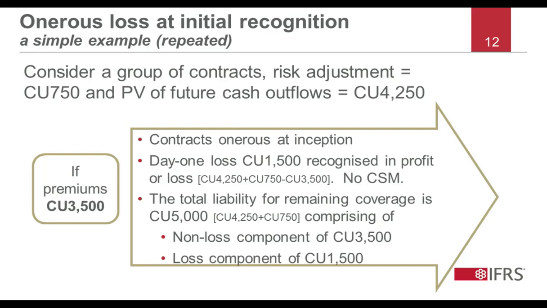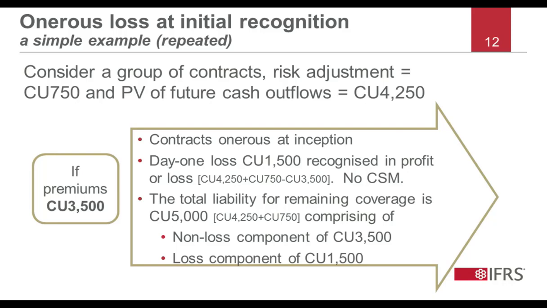There is no CSM because in this instance the contracts are onerous and the limit on the CSM is 0. The fulfillment cash flows are 5,000 and so is the total liability for remaining coverage, which comprises a non-loss component of 3,500 and a loss component of 1,500. Remember, the liability for remaining coverage represents the obligation to investigate and pay valid claims for insured events that have not occurred yet, but are expected to occur during the coverage period.